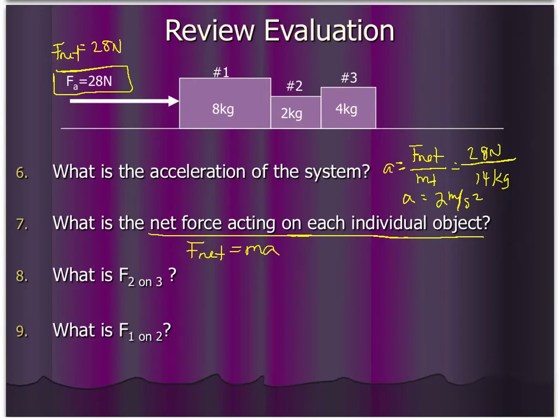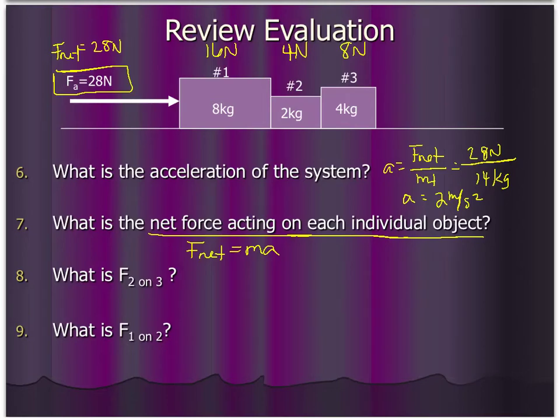So for block number 1, 8 times 2 is going to give me a net force of 16 newtons. On block 2, 2 times 2 is going to give me an F net of 4 newtons. And on block 3, 4 times 2 is going to give me an F net of 8 newtons. Okay. Now let's think about those internal forces that are acting on this system.